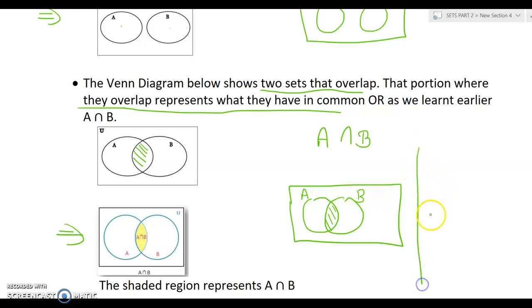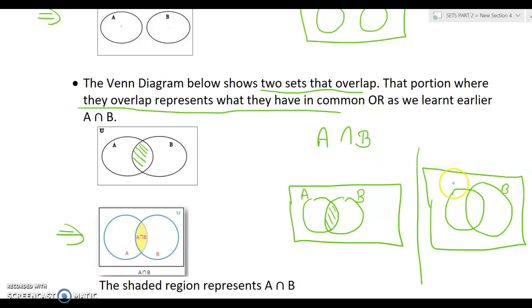Sometimes you would have two sets that overlap. Sorry for my poor drawing. Set B and set A, and let's say they have 1 and 2 in common. So you put numbers 1 and 2 in there. It's kind of like that. So the shaded region in these Venn diagrams represents A intersect B.